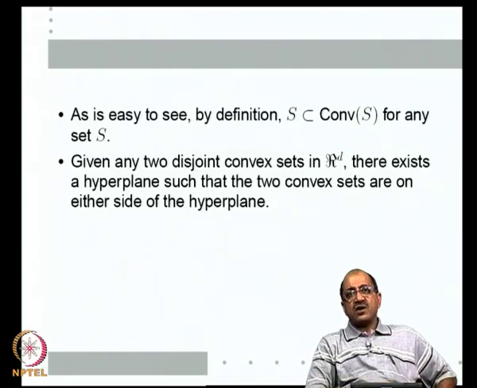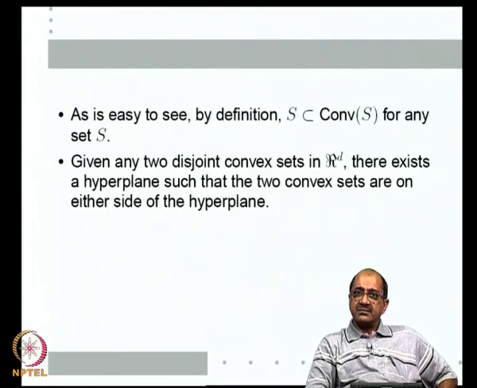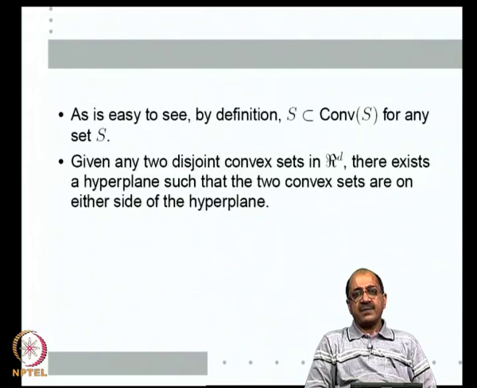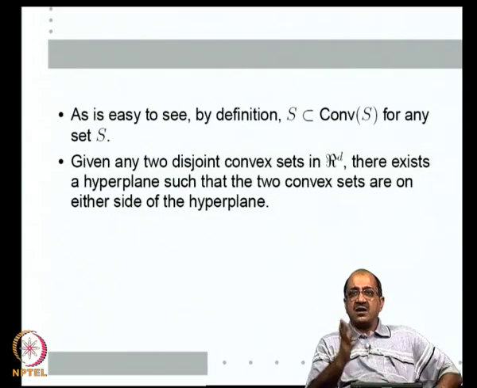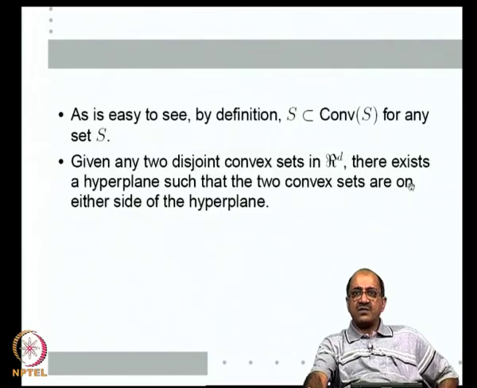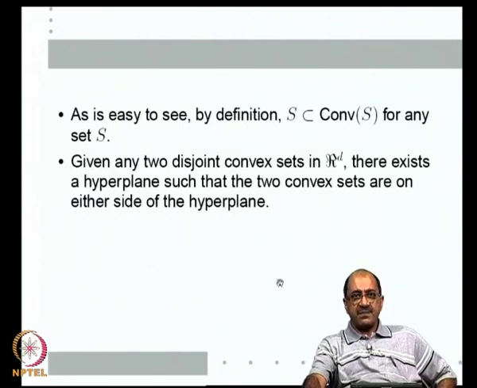Given any 2 disjoint convex sets in R^D, there always exists a hyperplane such that the 2 convex sets are on either side of the hyperplane. This is because any given convex set can be supported by a hyperplane. Supported means there exists a hyperplane which just touches the convex set and all points of the convex set are on one side of the hyperplane, meaning the normal to the hyperplane will always make an acute angle with every point on the convex set. That is the reason given 2 disjoint convex sets in R^D, there will always exist a hyperplane such that the 2 convex sets are on either side of it.